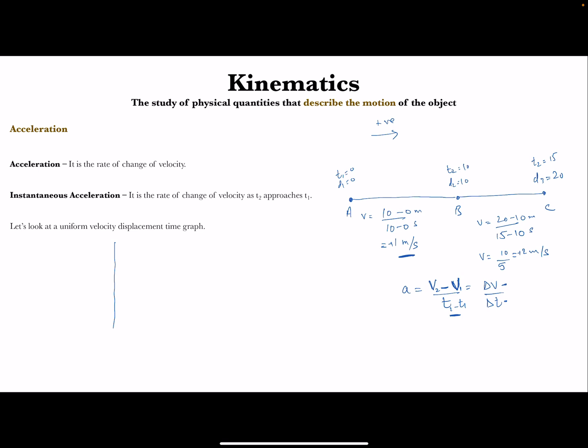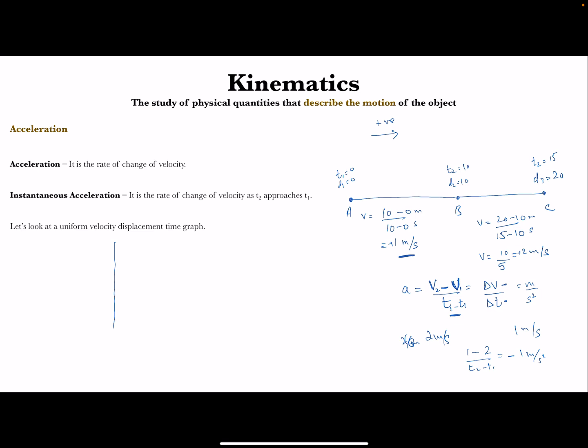But let's say that between A and B, the velocity was 2 meters per second, and between B and C, the velocity was 1 meter per second. What happened in this case? Well, you take the final velocity V2 minus the initial velocity, which is 2, again divided by T2 minus T1, which can be any time interval. But in this case, you can see that you get a negative acceleration, right? Minus 1 meters per second squared.